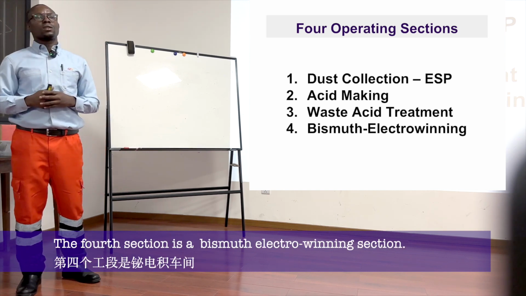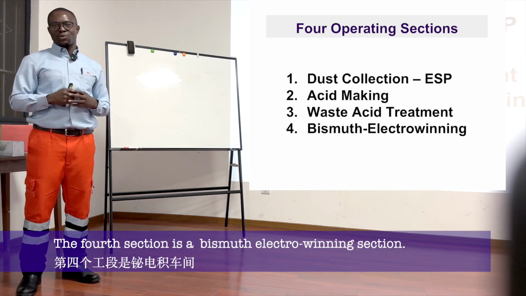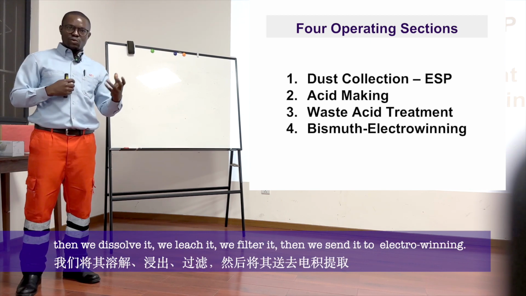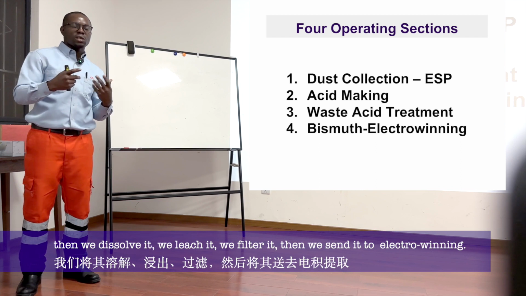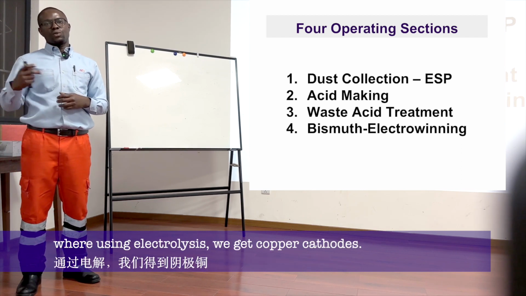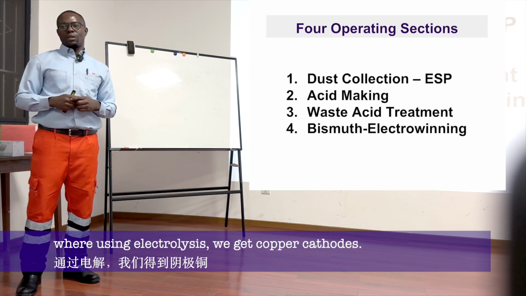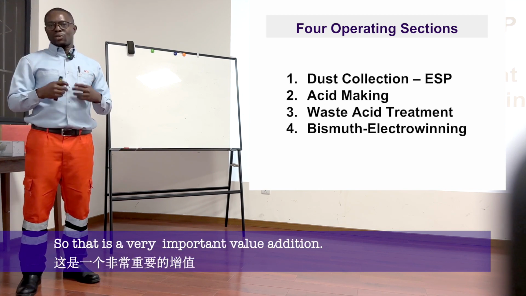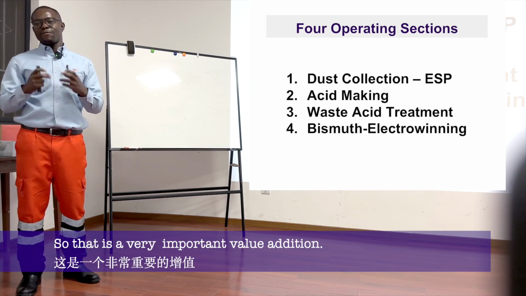The 4th section is the bismuth electrowinning section. We do not want air pollution. We capture that dust, then we dissolve it, we leach it, we filter it, then we send it to electrowinning, where using electrolysis we get copper cathodes. We get bismuth oxychloride as a compound. So that is a very important value addition.